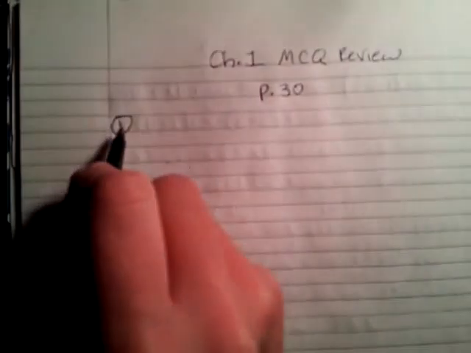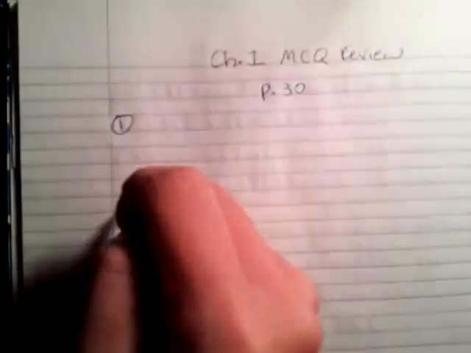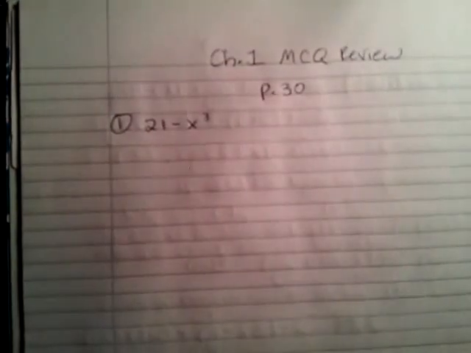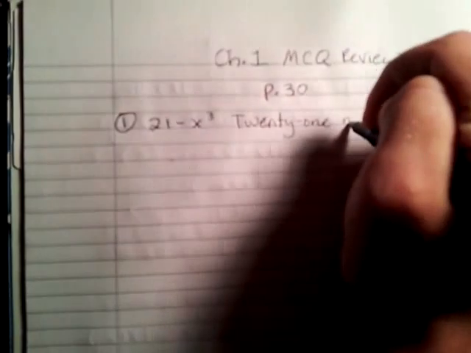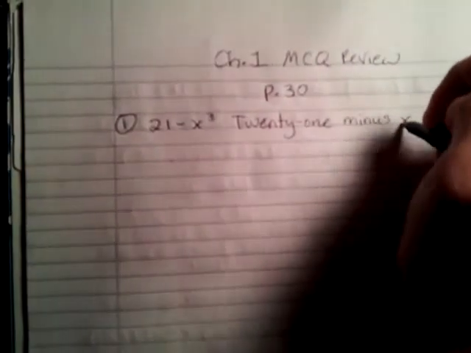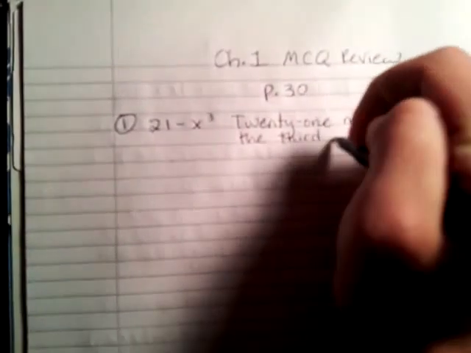So problem number 1 says we need to write a verbal expression for each algebraic expression. We'll do our first one, which is 21 minus x cubed. And I would just write down 21 minus x to the third power.